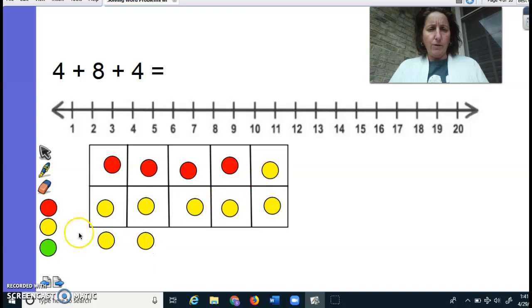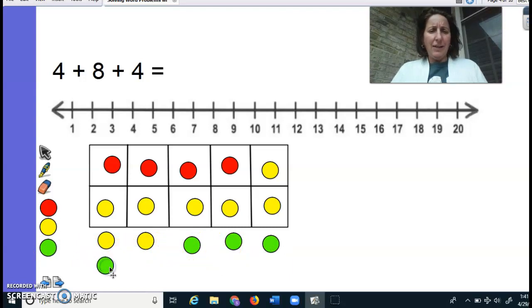Let me check that. 1, 2, 3, 4, 5, 6, 7, 8. And then I still need to add 4 greens. So I'm going to continue to add those underneath of the 10 frame. Let me add the 4. Oh, and I need to start a new row. So when I look at that, it looks a little still confusing because there's still so many, but I know that this is 10, and I know that's a row of 5.